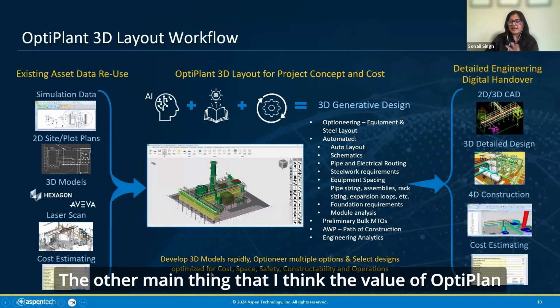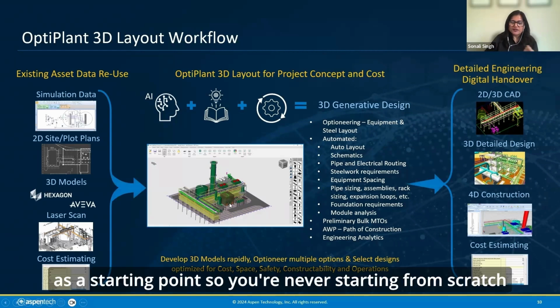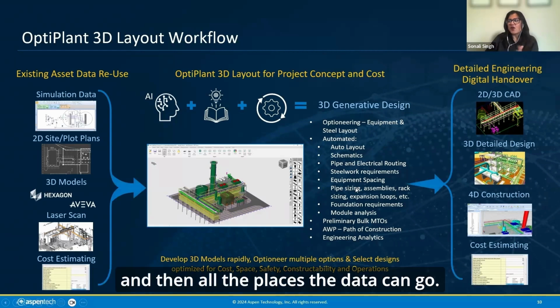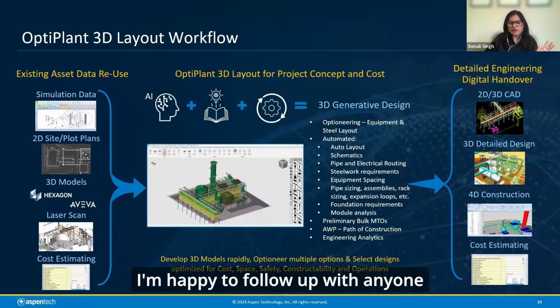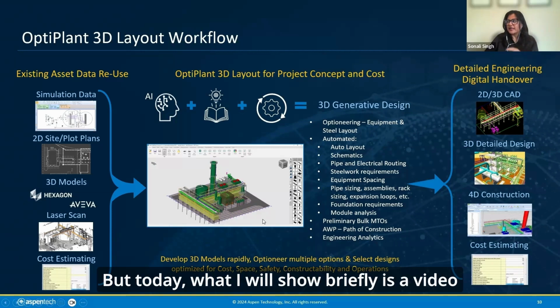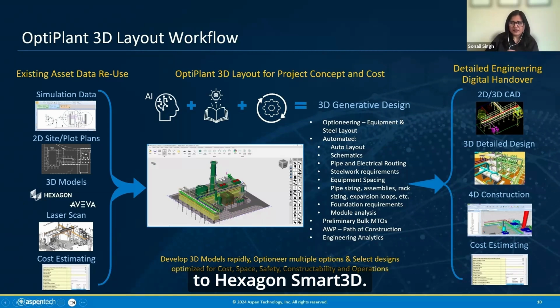The other main thing that I think is the value of OptiPlant is the amount of data sources you can pull in as a starting point, so you're never starting from scratch, and then all the places the data can go. Again, today, just because of time, we won't talk through all of this. I'm happy to follow up with anyone who wants to talk about that further. But today, what I will show briefly is a video of how we can convert the OptiPlant model to Hexagon Smart 3D.